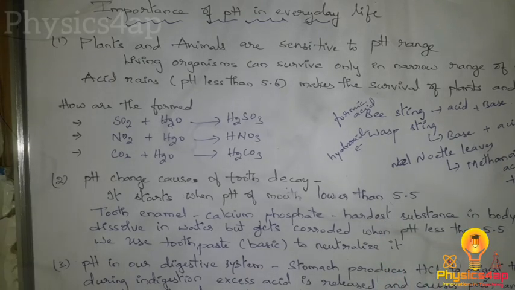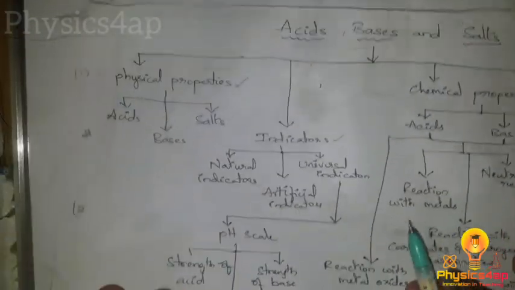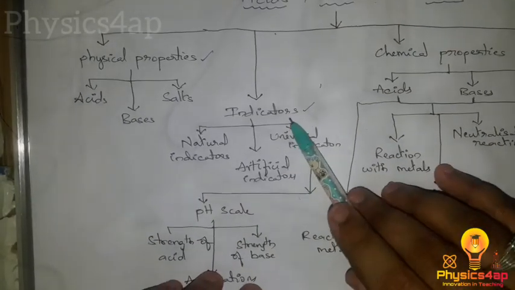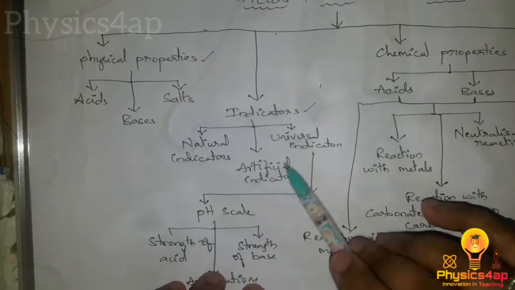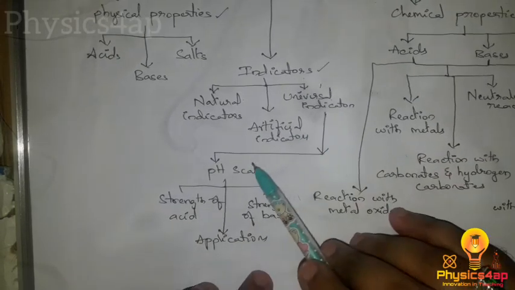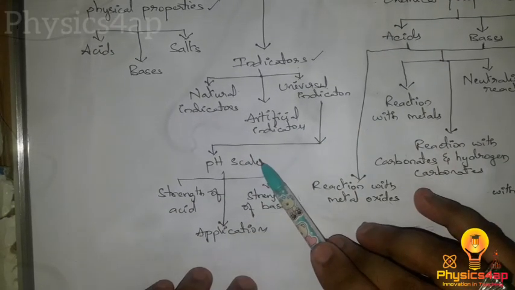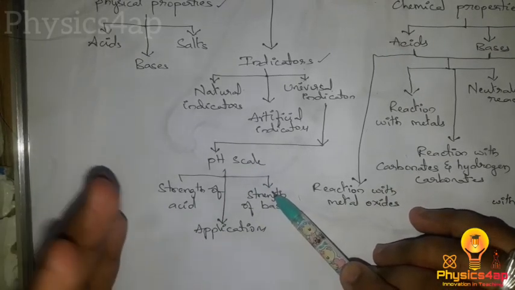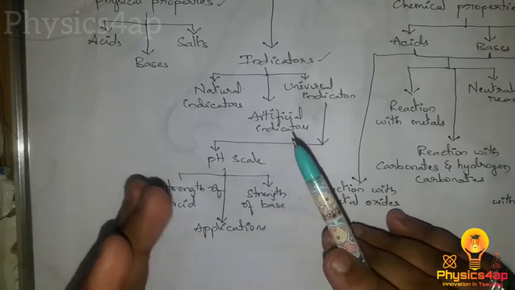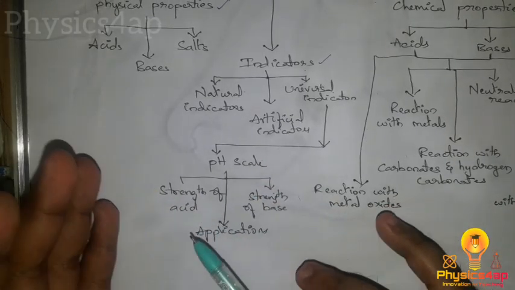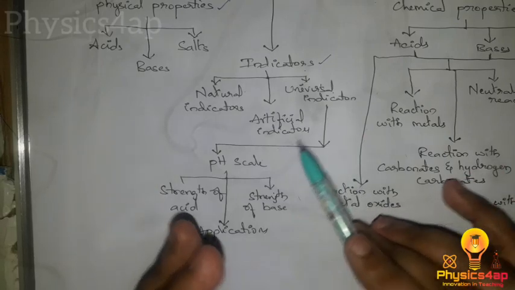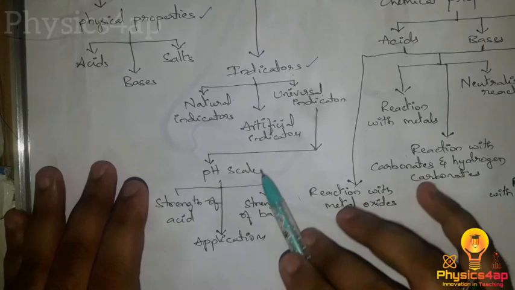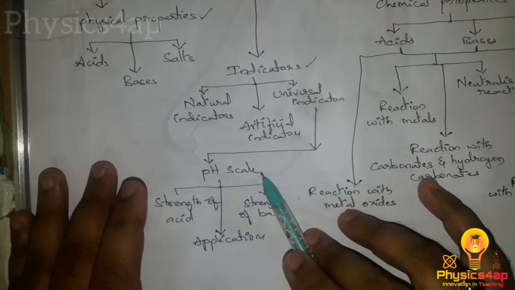And now what we have discussed is the physical properties of acids, bases and salts. We have discussed the indicators, the natural, artificial and universal indicators, and we have discussed the pH scale and the strength of acid and strength of base based upon the pH scale: nearly 1, we say strong acid, and nearly 14, we say strong base. And we have seen the applications of the pH scale also.